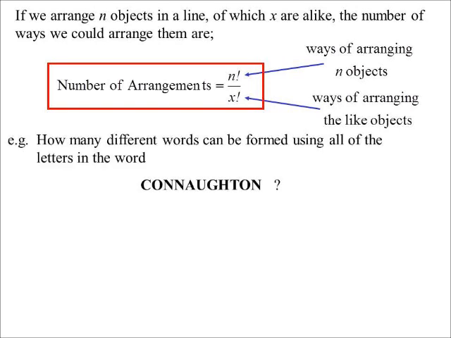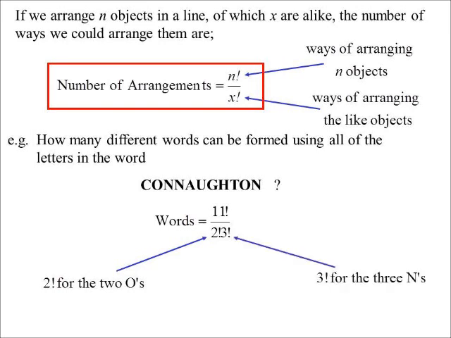All right. How many different words can be formed using all the letters in the word Connaughton? Well, there are 11 letters in there, so 11 factorial. Then I notice that there are two O's, so I'll divide by 2 factorial. And there are 3 N's, so I'll divide by 3 factorial. So 11 factorial over 2 factorial times 3 factorial, which turns out to be, drum roll, there it is.